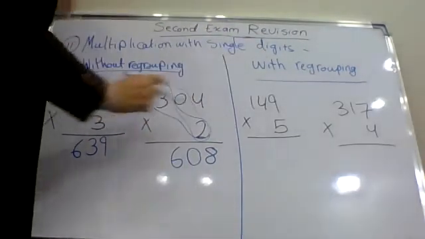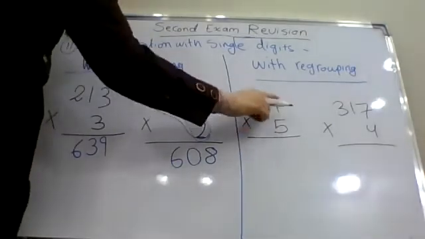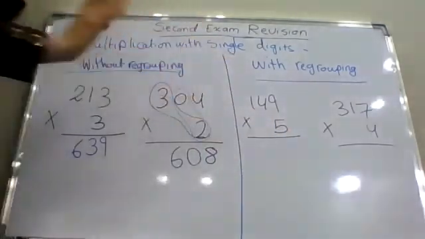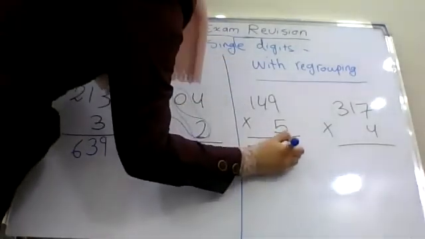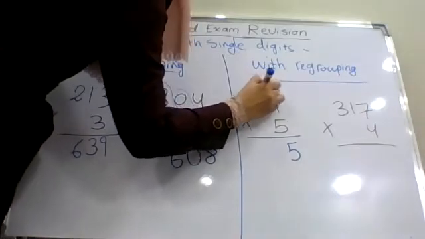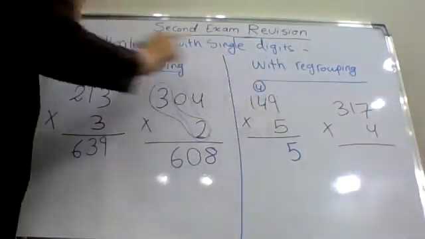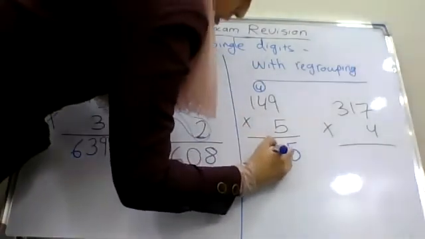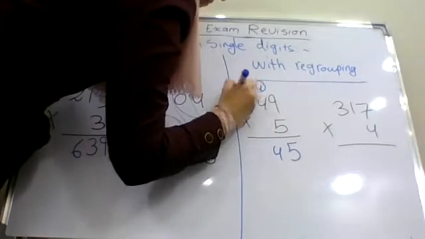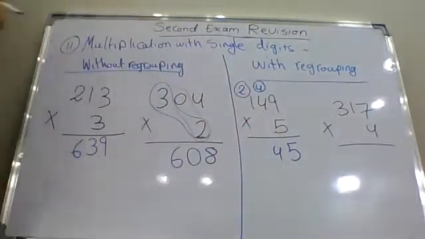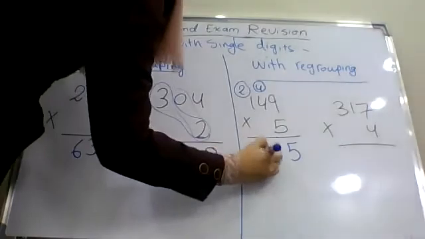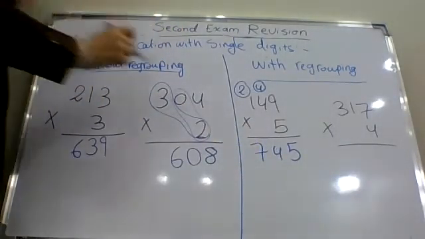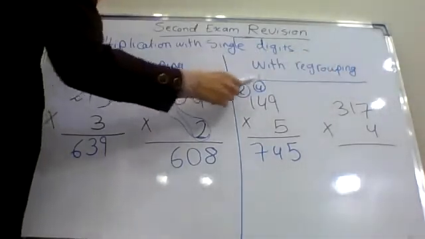Okay, with regrouping. I will start the first example. 5 times 9, sorry, 45. I write 5 over here and I carry the 40. Then 5 times 4 equals 20. 20 plus 4 equals 24. So I write 4 here and I write the 20 on top. 5 times 1 equals 5 plus 2 equals 7. So I write the 7 over here. So this is the answer for this multiplication. With regrouping means you need to carry some numbers.